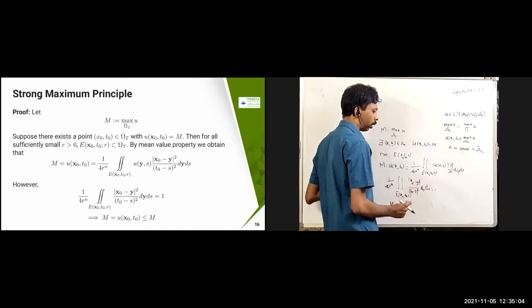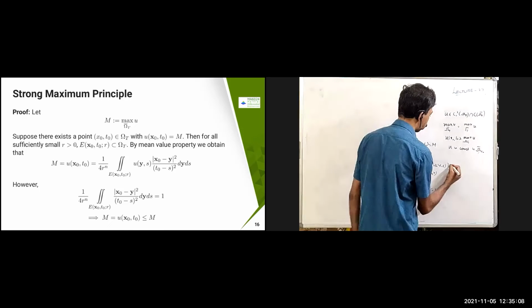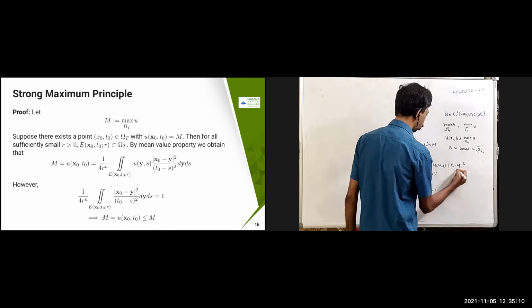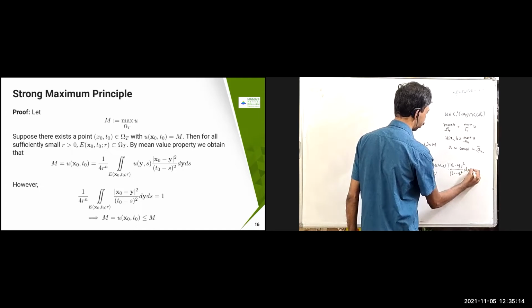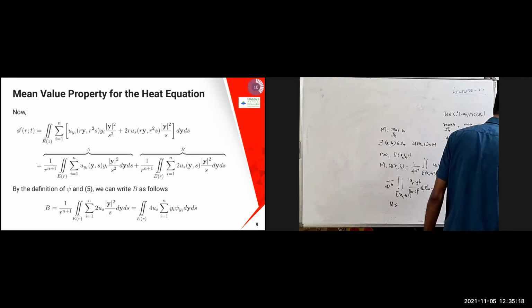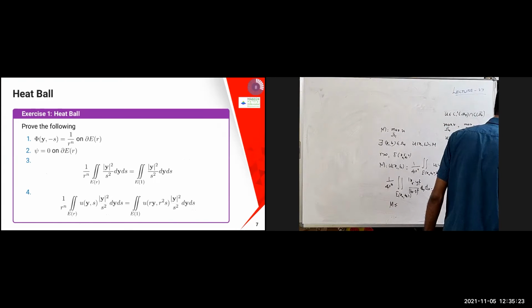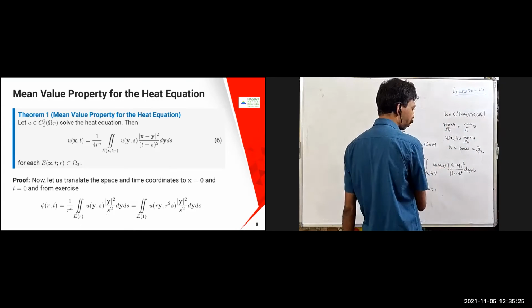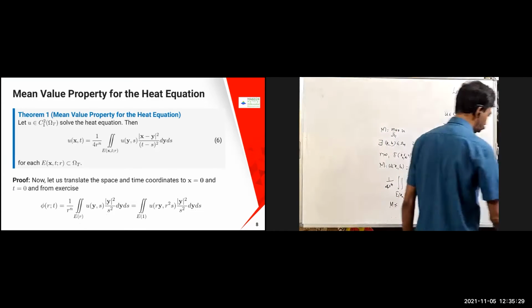Sorry, I forgot this one: x0 minus y whole square by t naught minus s whole square. This is the mean value property. So therefore, it is going to be 1 by 4 r power n integral of u of y comma s times x0 minus y whole square by t naught minus s whole square dy ds.